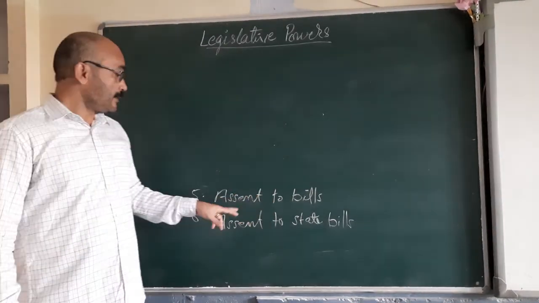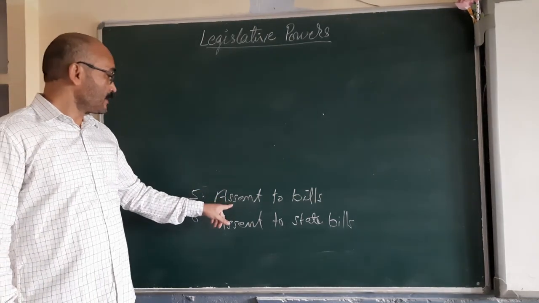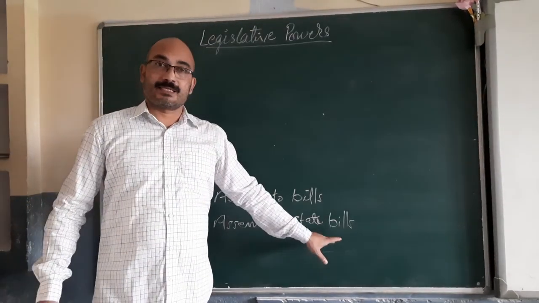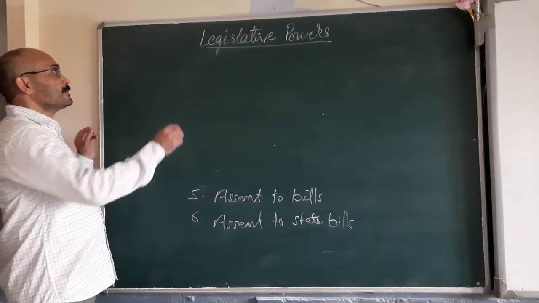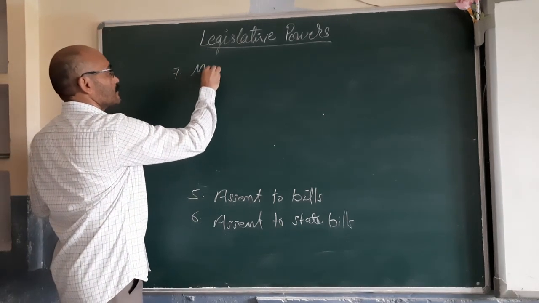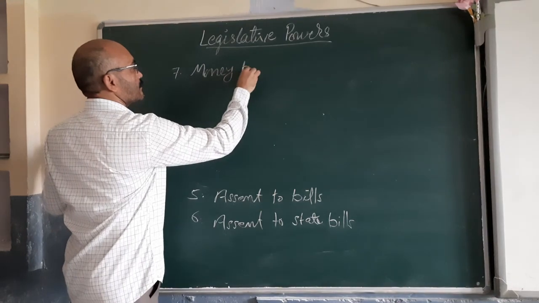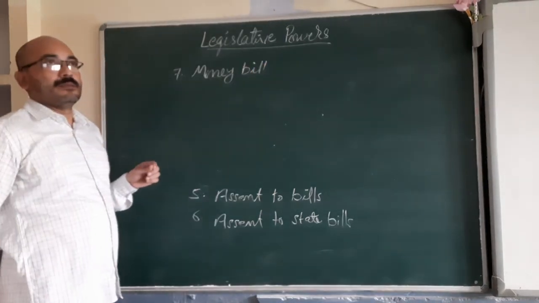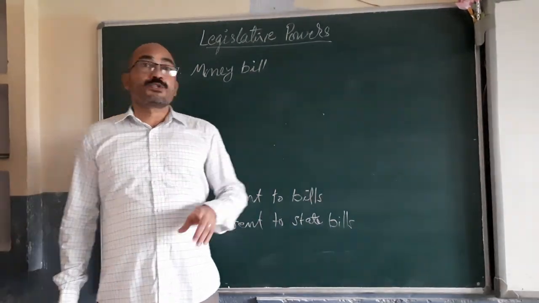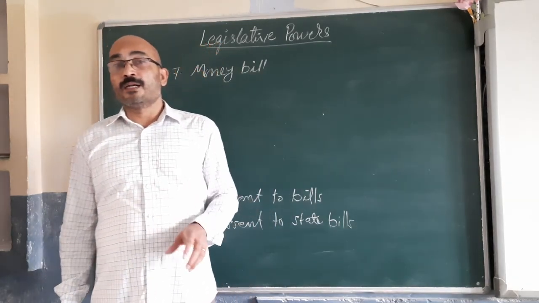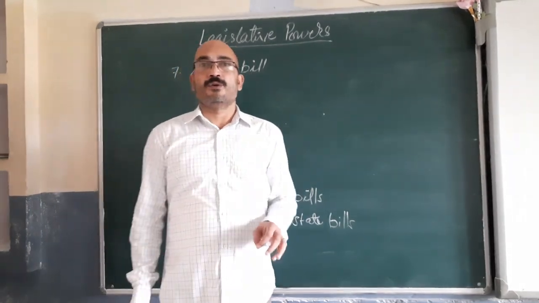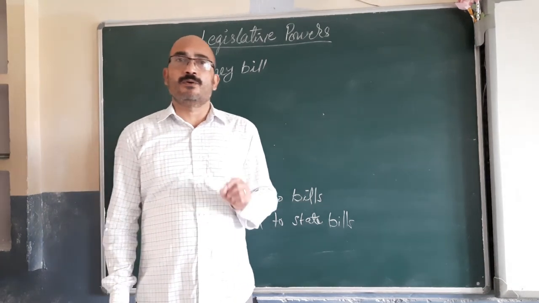Legislative power of the President regarding the bills: we have seen assent to bills passed by the Parliament, and then assent to bills passed by the state legislature. Then regarding money bill. We have learned that only Lok Sabha can introduce a money bill. Rajya Sabha has no power in the introduction of a money bill. Money bill can be introduced only in the Lok Sabha.